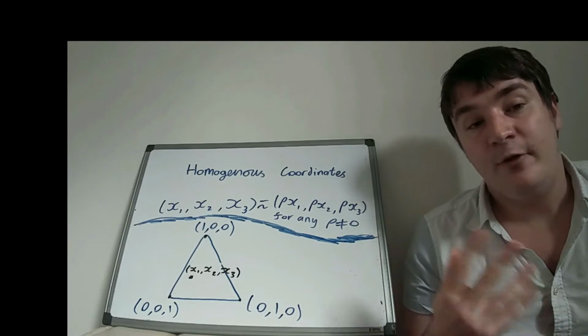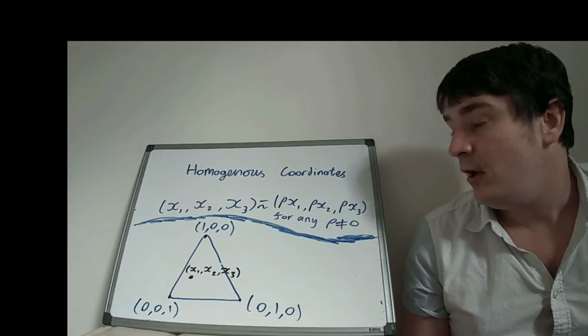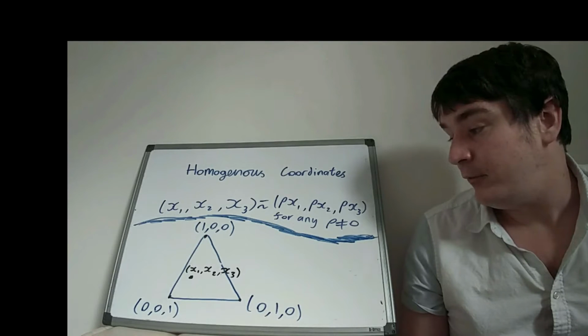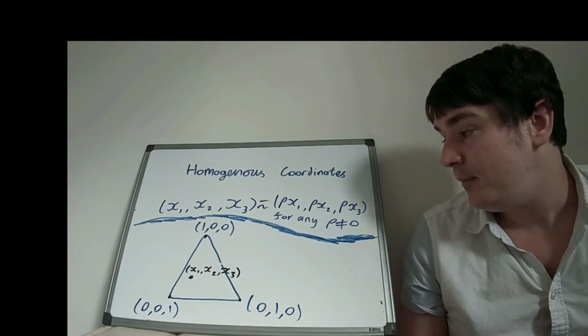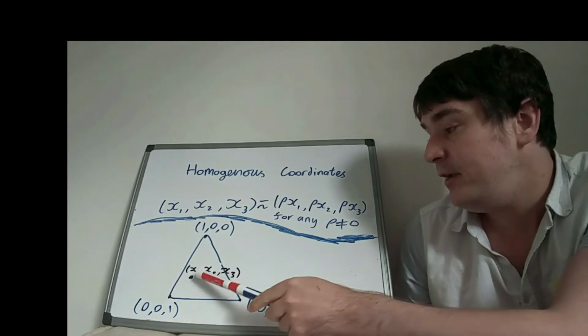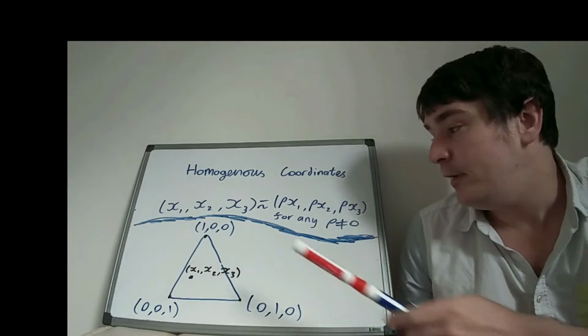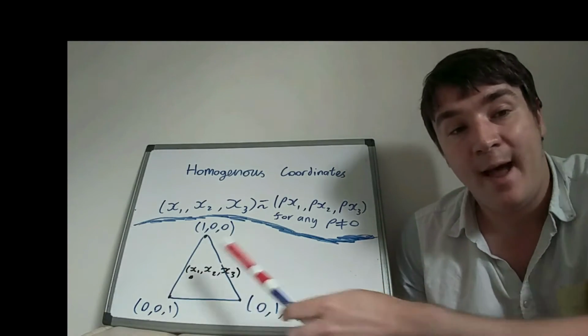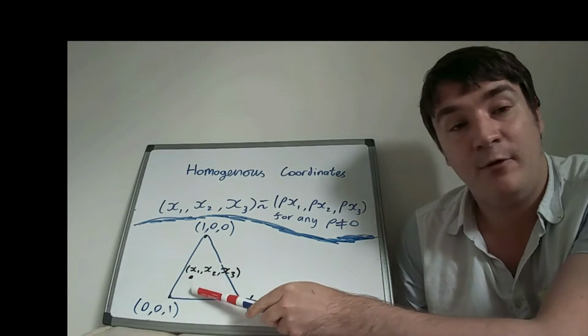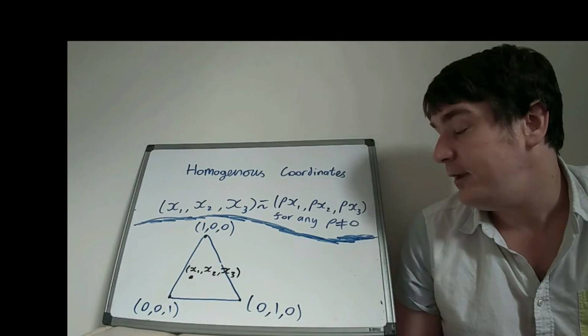And from this interpretation, you can hopefully see that all that really matters with regard to what point we're referring to is the ratios of these three numbers. So if we load twice as much mass onto each vertex, it's not going to affect the position of the centre of gravity that we're going to get.